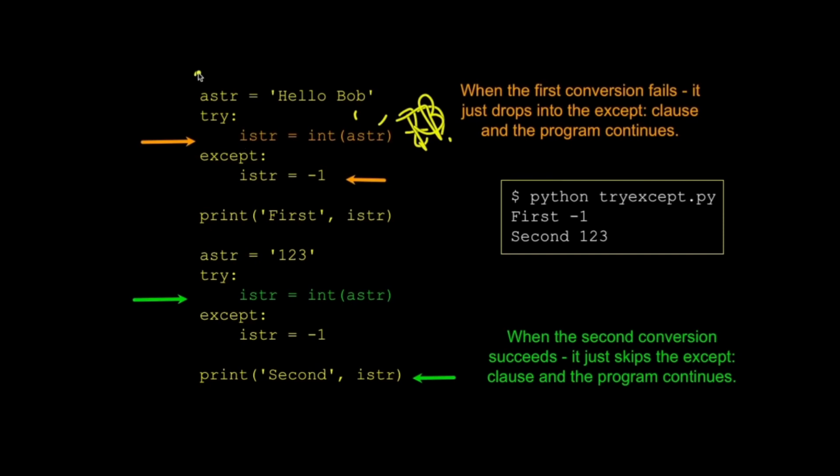So in this code, it's going to come in, it's going to try this. This is going to blow up. But instead of giving a traceback, it's going to say, oh, I've got an available except. I'm going to run this except code, and then I'm going to continue on. And so that prints out first -1.